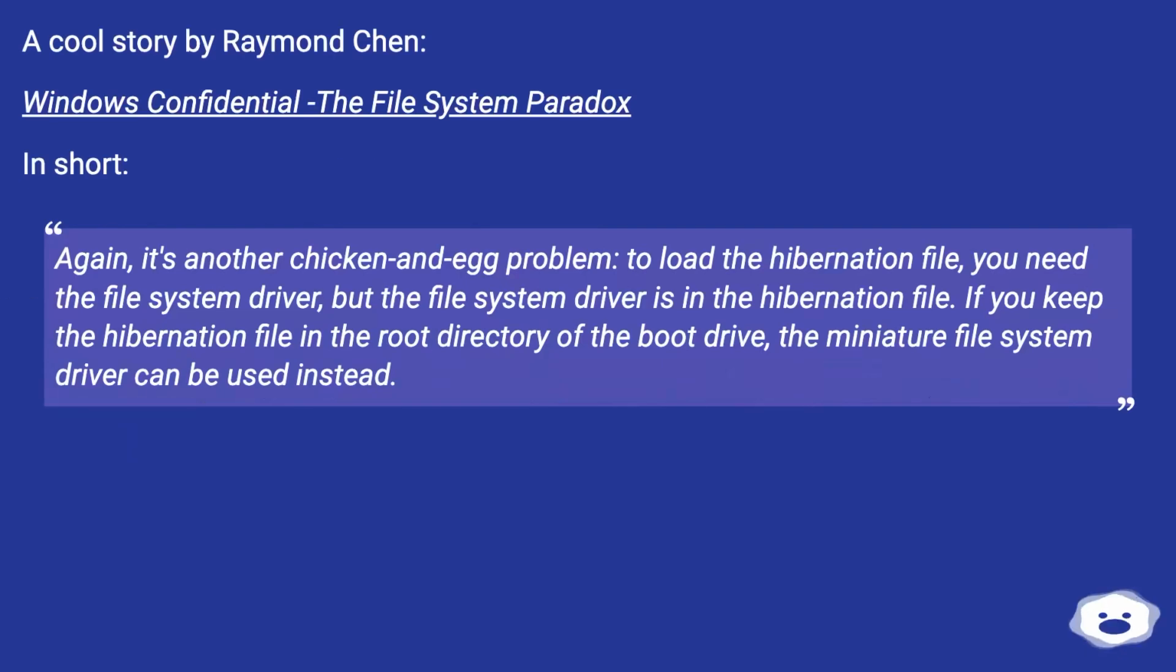A cool story by Raymond Chen, Windows Confidential, the file system paradox. In short, again, it's another chicken and egg problem. To load the hibernation file, you need the file system driver, but the file system driver is in the hibernation file. If you keep the hibernation file in the root directory of the boot drive, the miniature file system driver can be used instead.